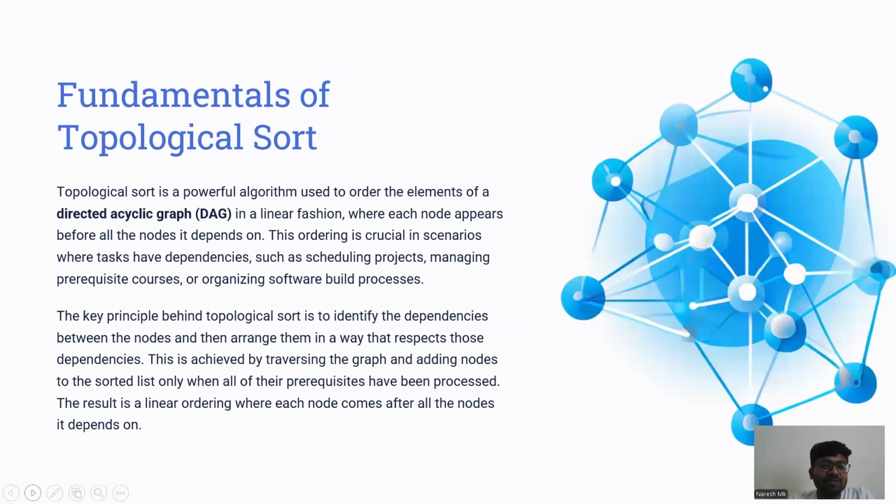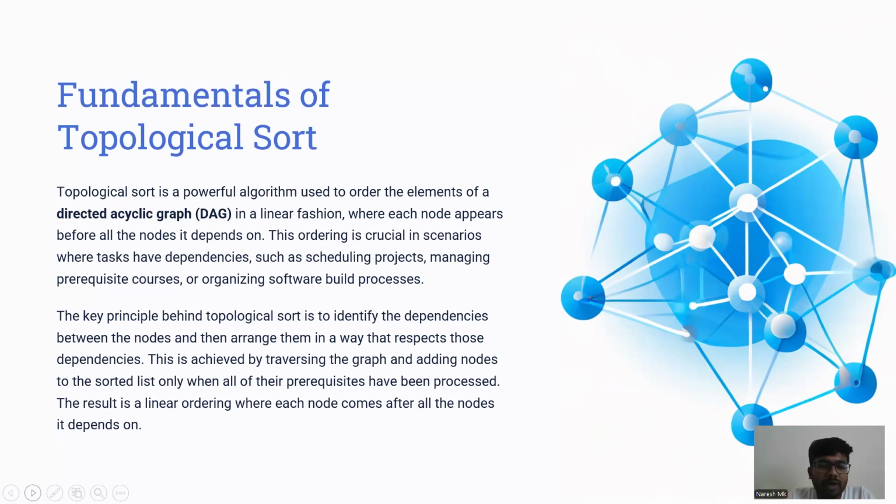Fundamentals of topological sort. Topological sort is a powerful algorithm used to order the elements of a directed acyclic graph in a linear fashion, where each node appears before all the nodes that depend on it. This ordering is crucial in scenarios where tasks have dependencies, such as scheduling projects, managing prerequisite courses, and organizing software build processes.